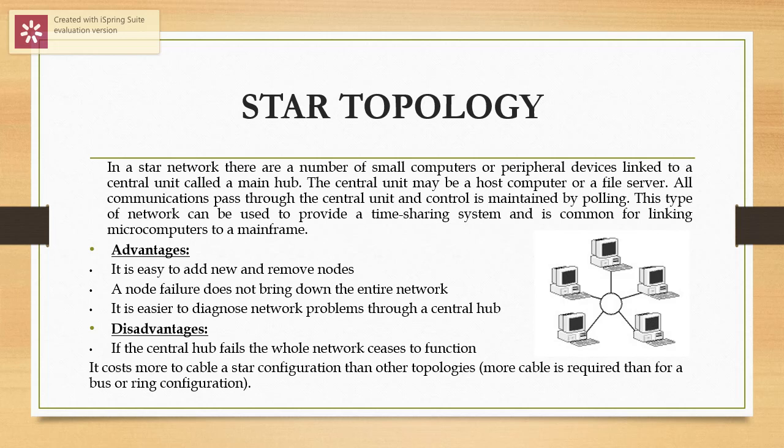In a star network, there are a number of small computers or peripheral devices linked to a central unit called a main hub. The central unit may be a host computer or a file server. All communications pass through the central unit and control is maintained by polling. This type of network can be used to provide a time-sharing system and is common for linking microcomputers to a mainframe.